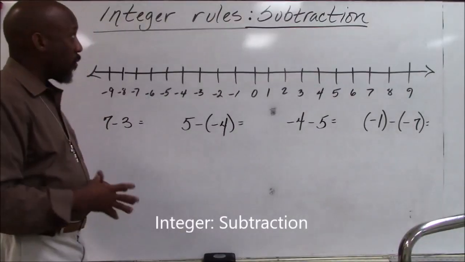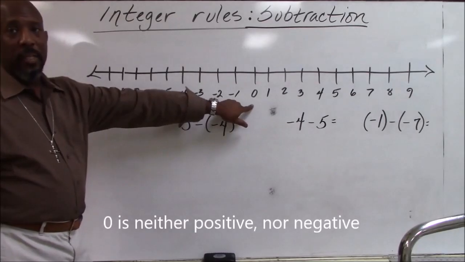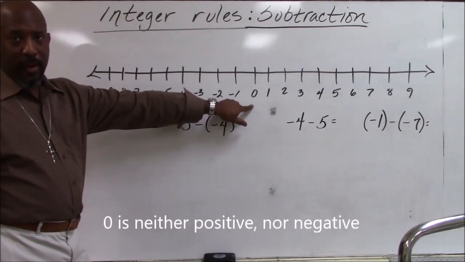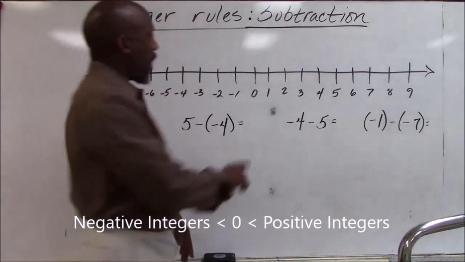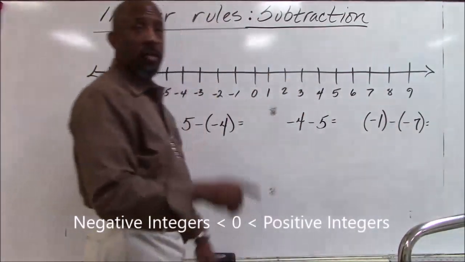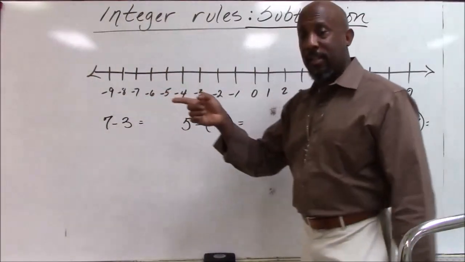Okay, we're looking at our rules for subtraction. I'll remind you that 0 is neither positive nor negative, but it is the reference point. All of our negatives are less than 0. All of our positives are greater than 0. The direction for our positive is this way, and the direction for our negative changes to that way.